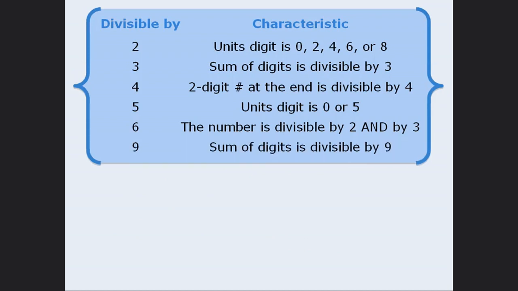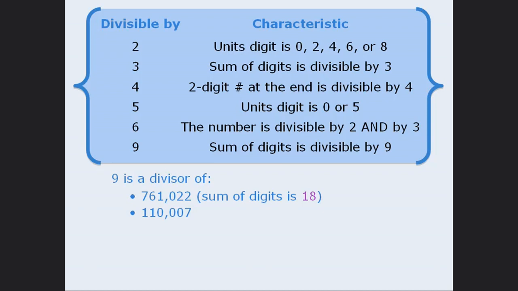Next we have 9. The divisibility rule for 9 is similar to the divisibility rule for 3. If a number is divisible by 9, then the sum of its digits must be divisible by 9. So this number is divisible by 9. The sum of its digits is 18, and since 18 is divisible by 9, we know that 761,022 is divisible by 9.